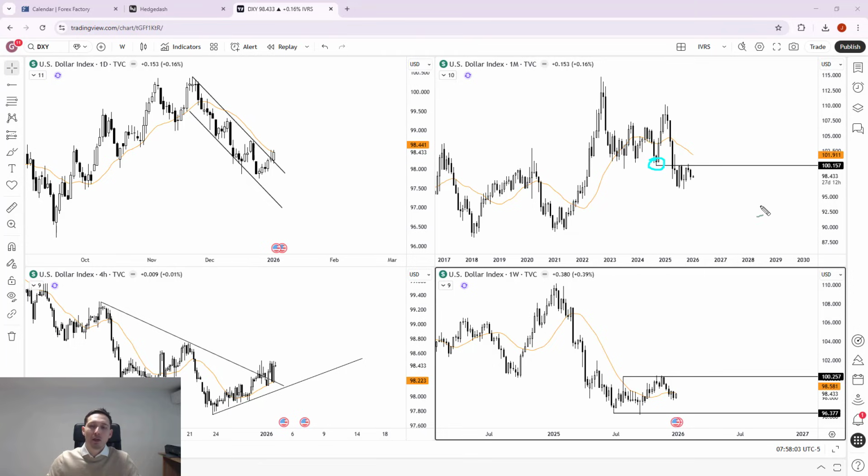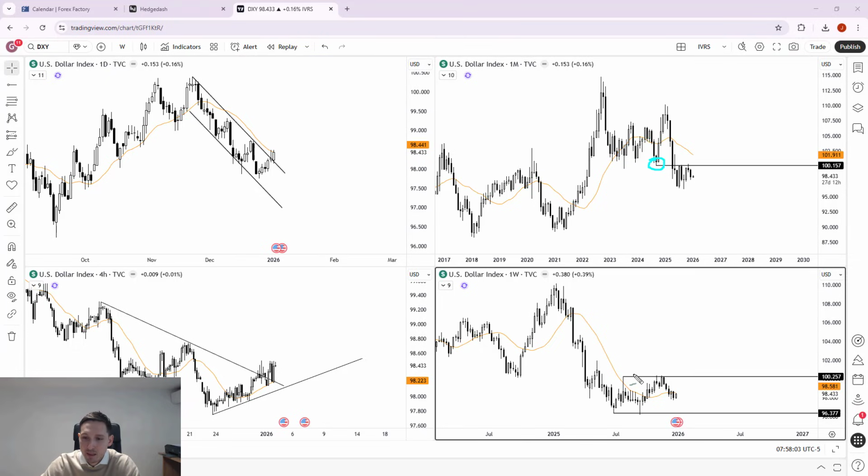Now, looking at the monthly time horizon, this takes a long time to play out. And as it currently stands, we are below the key level of 100.157. So even on a monthly time horizon, not only are we below that, we're below the 20-period moving average, which we cover quite a bit in the strategy guide as well, and show you how you can use that with these setups. But overall, we're bearish in the monthly time horizon, and we're consolidating.